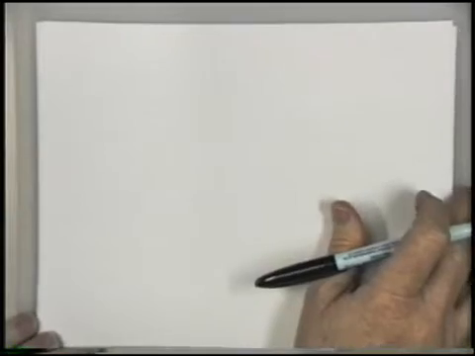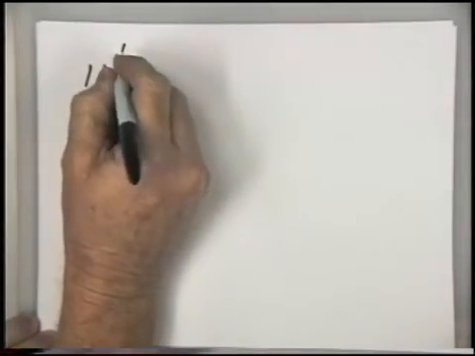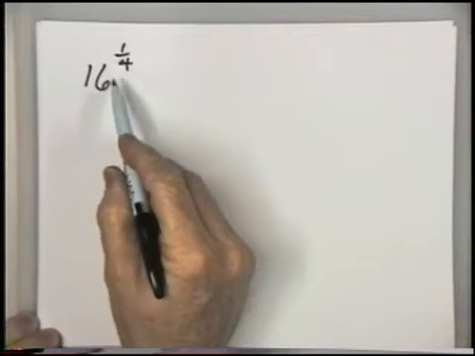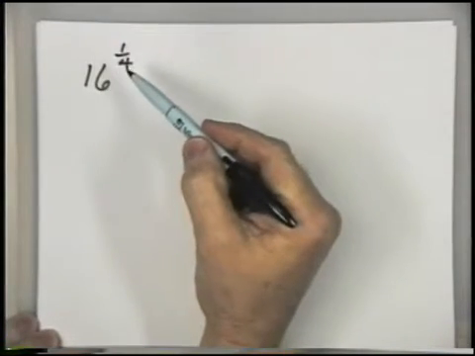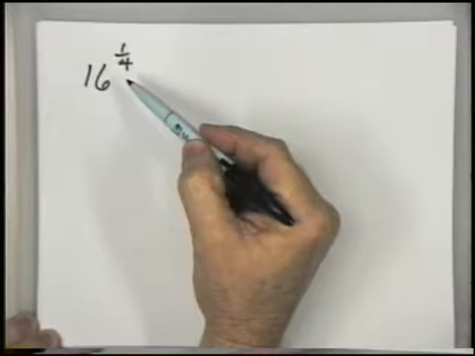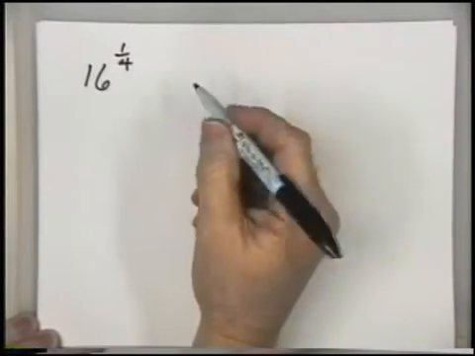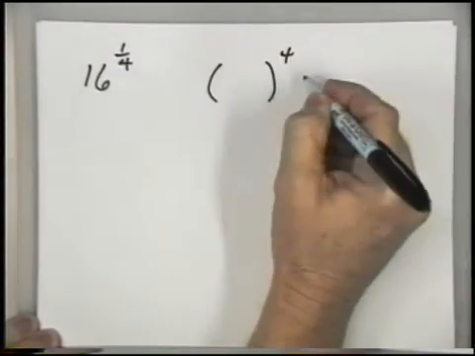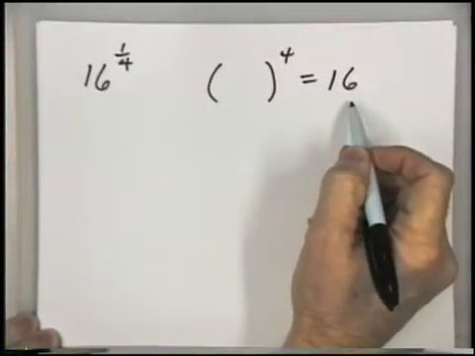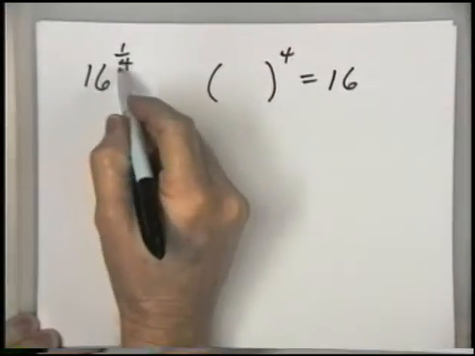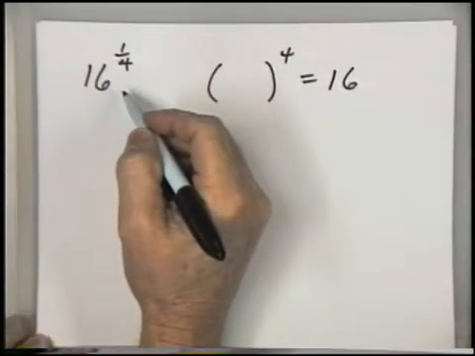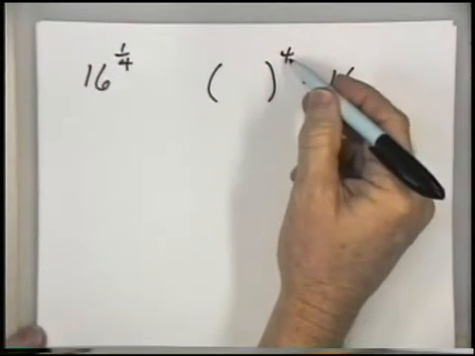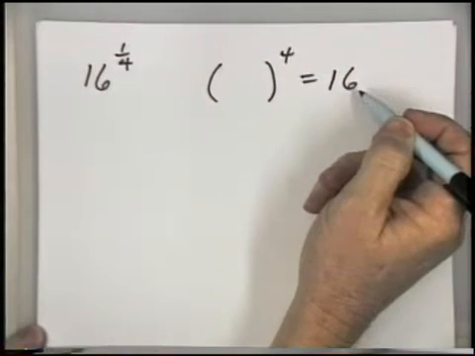Second question, is it unique? Again, by example, we can see that's not necessarily the case. 16 to the 1/4 has got to be a real number, the real number whose fourth power is 16. The number we put in here needs to stand for the number that you raise to the fourth power to get 16.